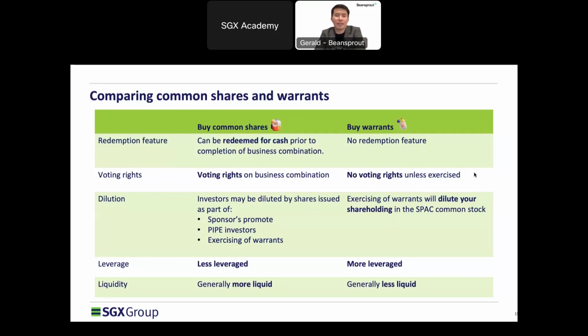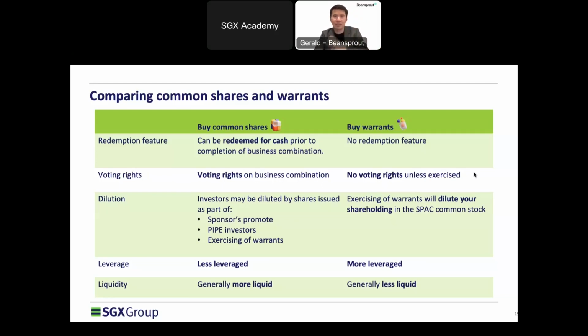Last but not least, we wanted to talk about dilution. Remember, at the point of the business combination, there can potentially be new shareholders coming in. So if I'm holding on to the SPAC share, that is something I need to be mindful of, because my shares can be diluted either through the sponsor's promote, from the PIPE investors, or from the exercising of warrants. We'll talk a bit more about these PIPE investors later, but first and foremost, I wanted to highlight this point about the dilution that may come through if you're holding on to the common shares.